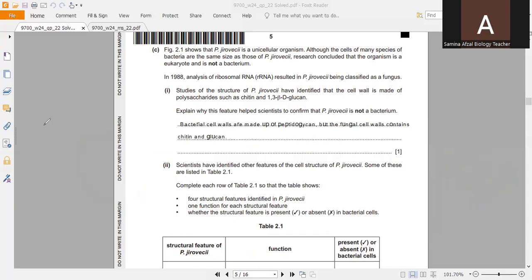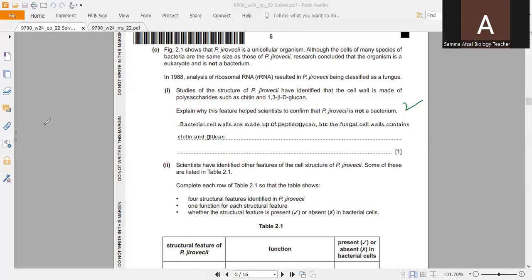In 1988, analysis of ribosomal RNA resulted in P. gyrovici being classified as a fungus. Studies of the structure of P. gyrovici have identified that the cell wall is made of polysaccharides such as chitin and 1,3-beta-D-glucan. So, explain why this feature helps scientists to confirm that P. gyrovici is not a bacterium. I want to explain that 1,3-beta-D-glucan helps classify it as a fungus, not a bacterium.